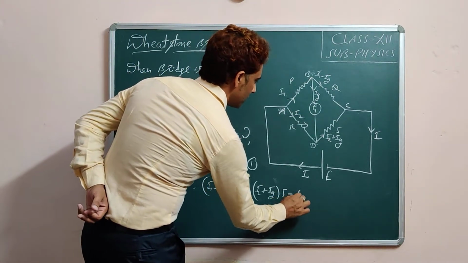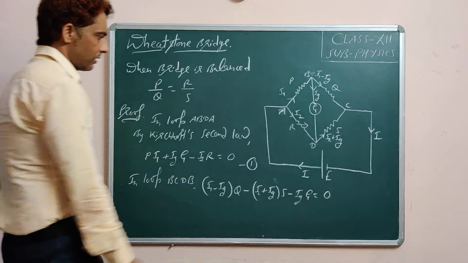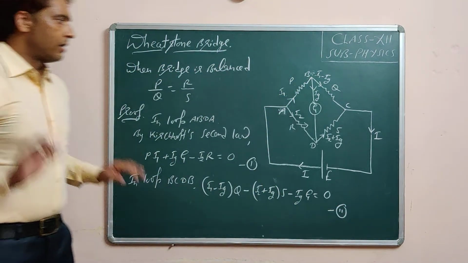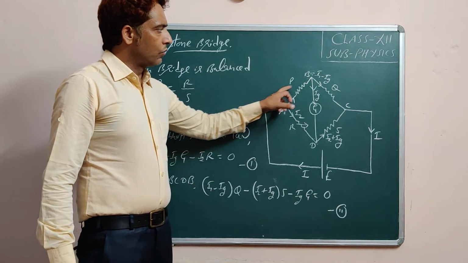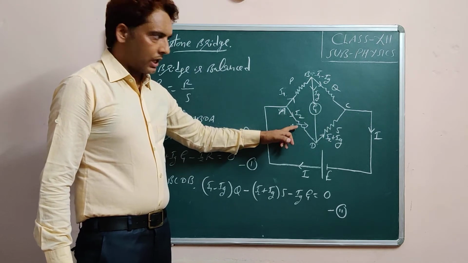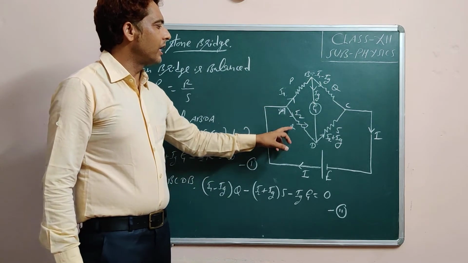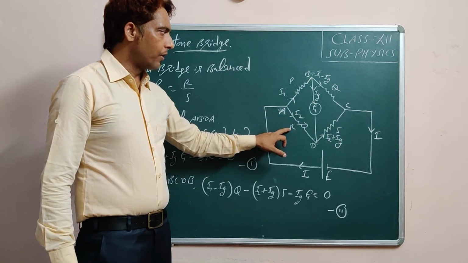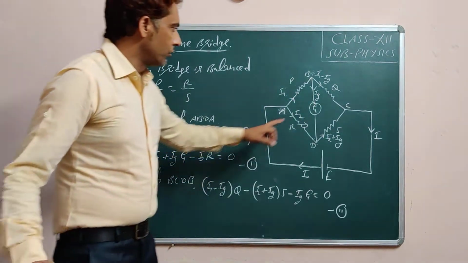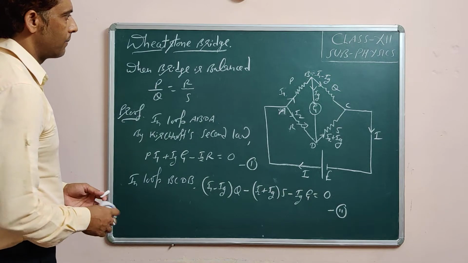Similarly here minus Ig into G is equal to 0. So let this be equation number 2. Now as I said, these two resistors are of fixed resistance, this is unknown, and we go on changing the value of R till this galvanometer shows no deflection. So let R be any particular value for which this galvanometer shows no deflection, then current through this galvanometer will be 0, means Ig is equal to 0, and in that case we say that the bridge is balanced.